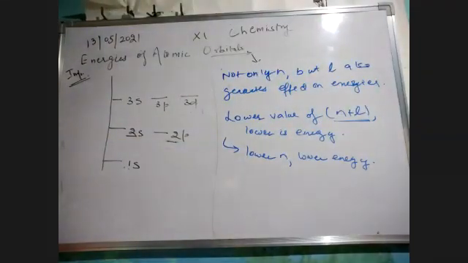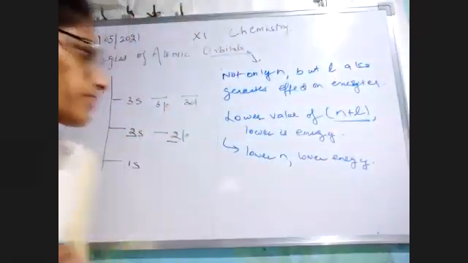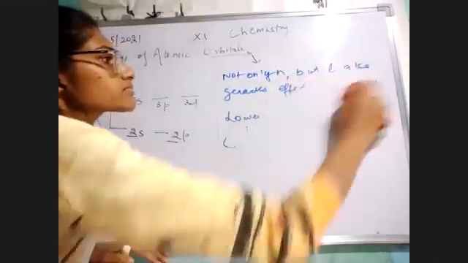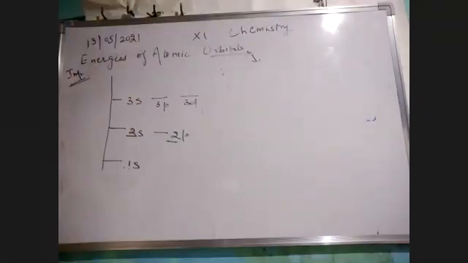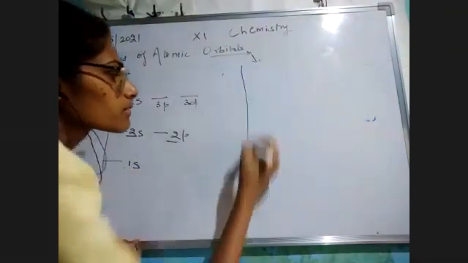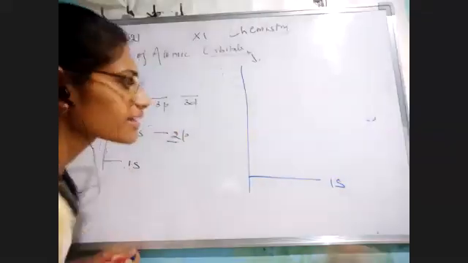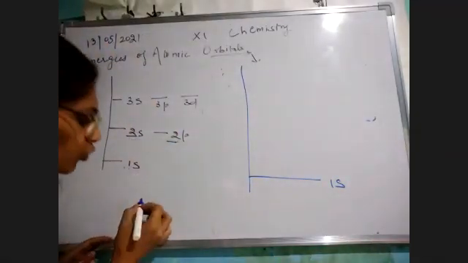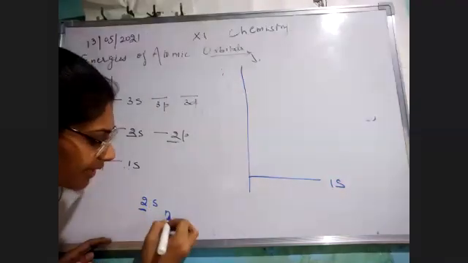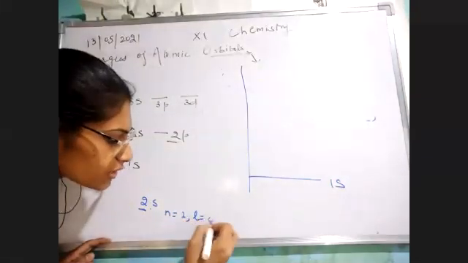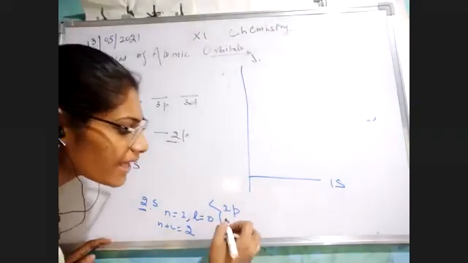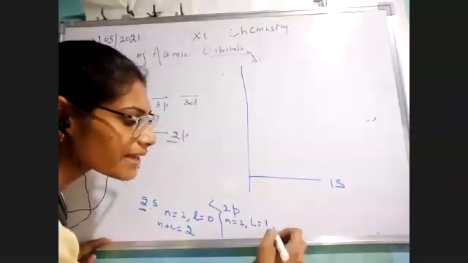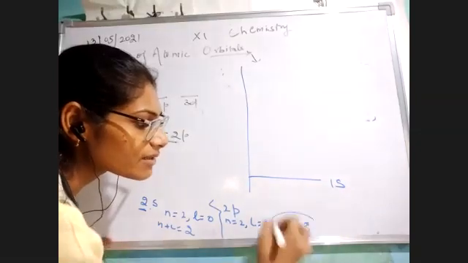Okay, so now we can say that you can easily differentiate. 1s is our ground state. If I'm talking about 2s and 2p, what is n in 2s? 2. L equals 0. That means n plus L equals 2. But if I'm talking about 2p, n equals 2, L equals 1, n plus L equals 3.